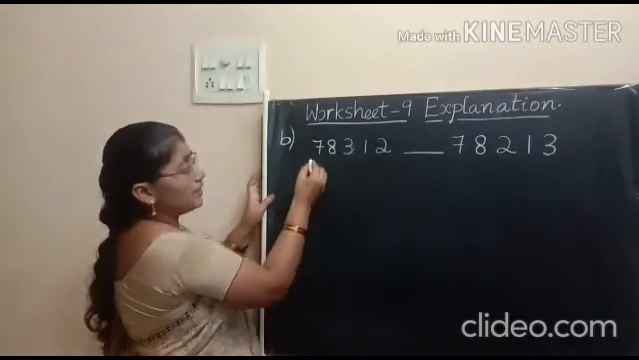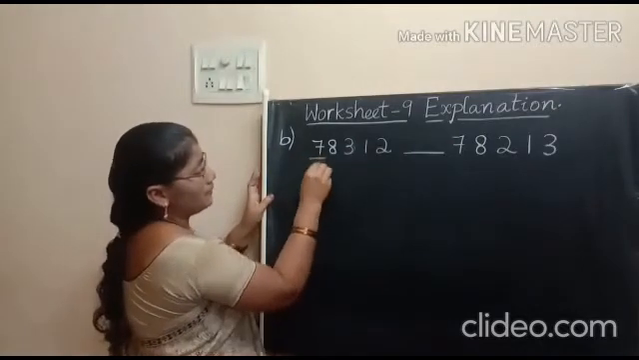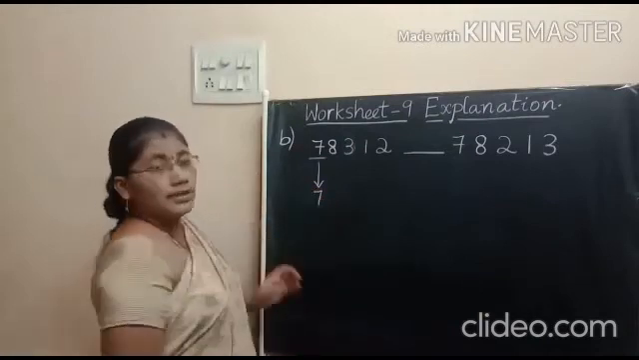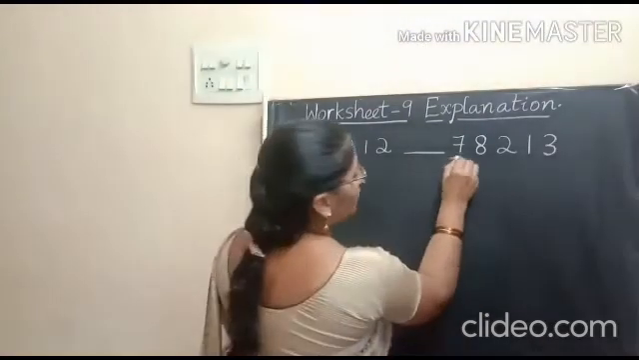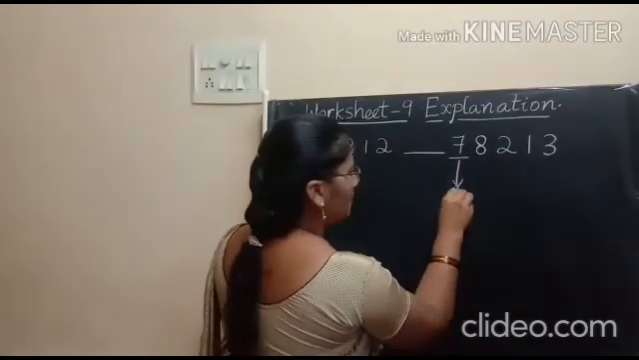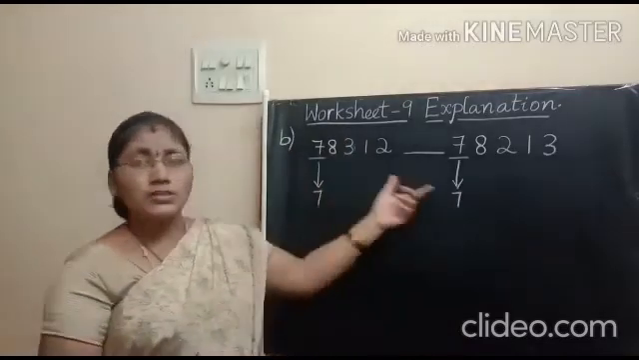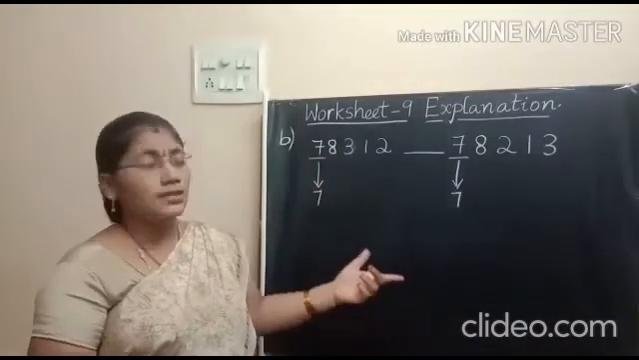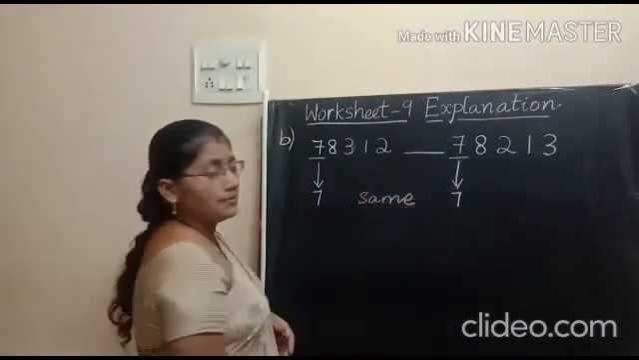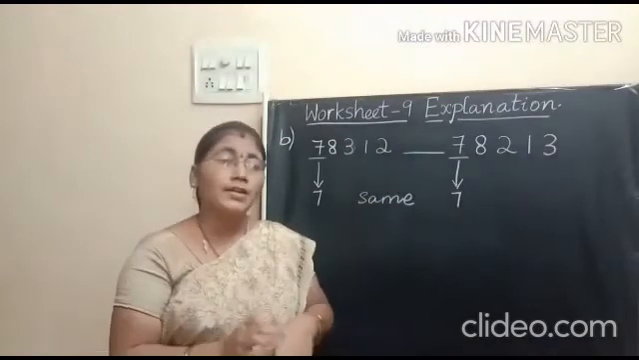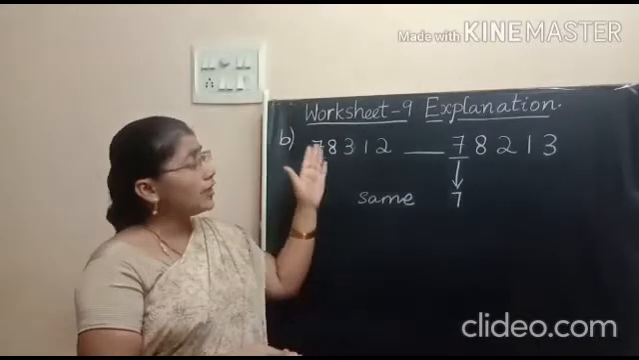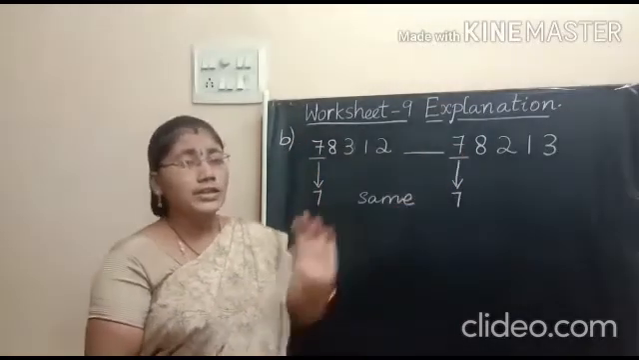Let us see. The leftmost digit is 7. In this number, the leftmost digit is 7. Both are the same. The leftmost digits of these two numbers are equal. Now we have to compare the next digit. If the two digits are the same, then we have to compare the next digit of these numbers.